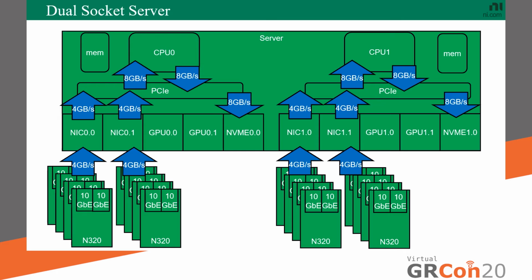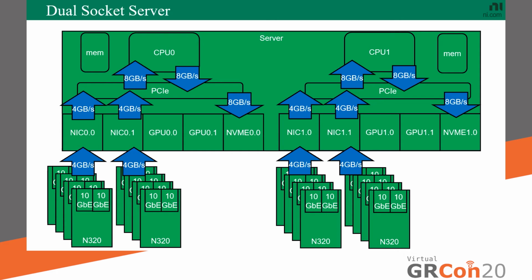And so here's what it might look like if we actually start to connect everything up. What does the data movement through a system look like? So here, for example, we have 16 N320s, and each one of those is sending 1 gigabyte of data over the 10 gigabit connection. We connect 4 of them to a network card in slot 0. We connect 4 of them to a network card in slot 1. And then additionally, we connect 4 more to the network card connected to slot 0 and CPU 1, and slot 1 connected to CPU 1.